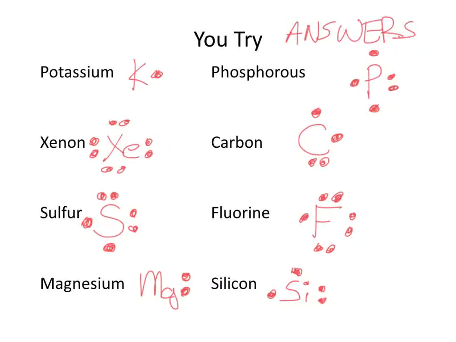So for example, phosphorus, you must have 2 dots that are next to each other and then 3 single dots. Carbon must have 2 dots and then 2 single dots. You sometimes will see carbon written like this, right?